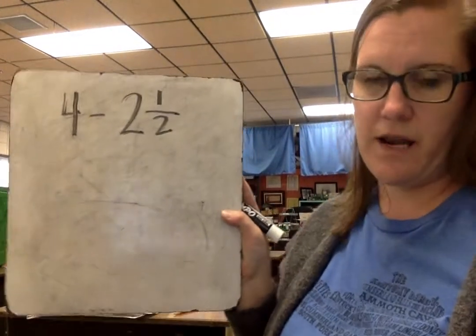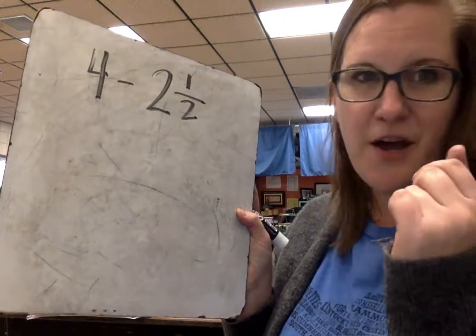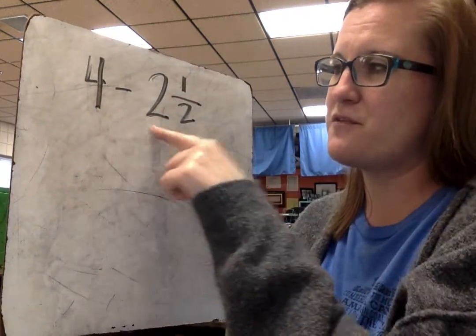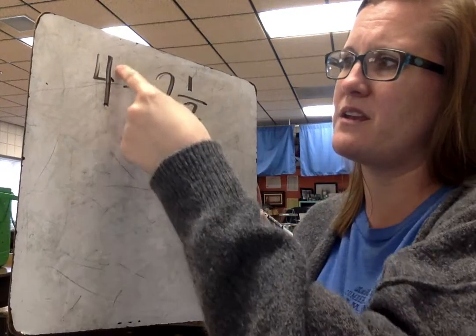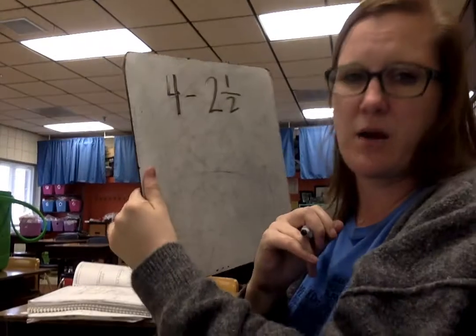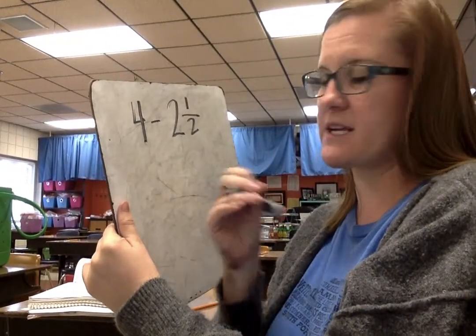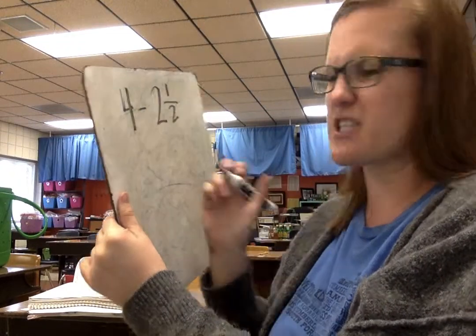So say we had 4 minus 2 and 1/2. Now, a lot of people want to say 4 minus 2 is 2 and then the 1/2. No, you can't. I could do 4 minus 2 is 2, but then 0 minus 1/2, you're going to have to borrow it from somewhere. So this is a great one to draw out. And when we get to improper mixed, you can do other math ways to learn it too.